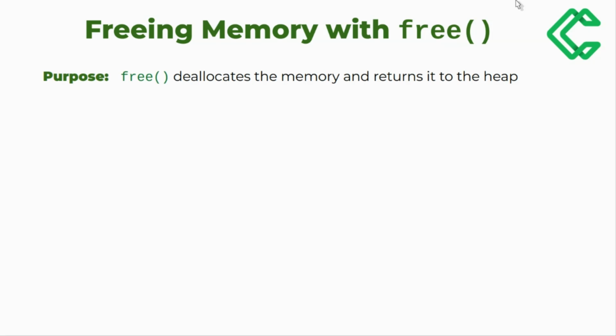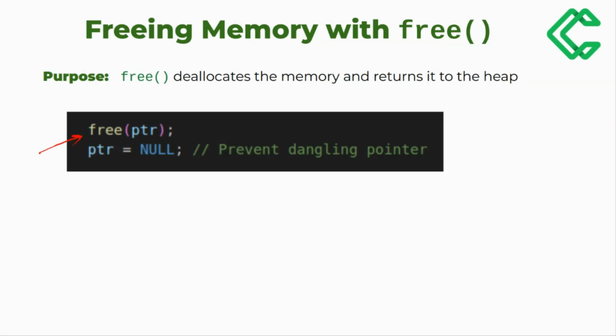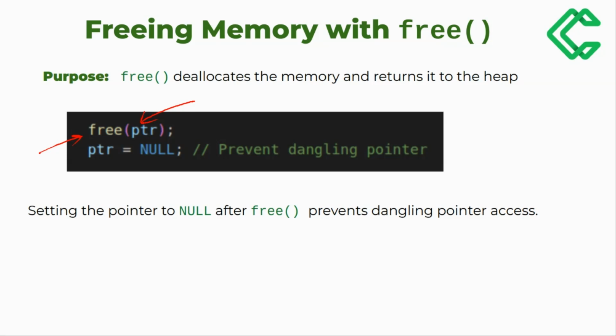Now let's understand how to free allocated memory and what the consequences are if we don't free it properly. We use the free function to deallocate memory and return it to the heap. Just use the free call with the pointer to the allocated memory. It is always a good idea to set the pointer to null after freeing it. Setting the pointer to null after free prevents dangling pointer access.